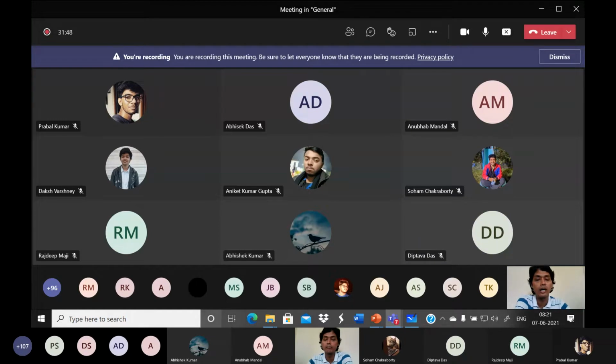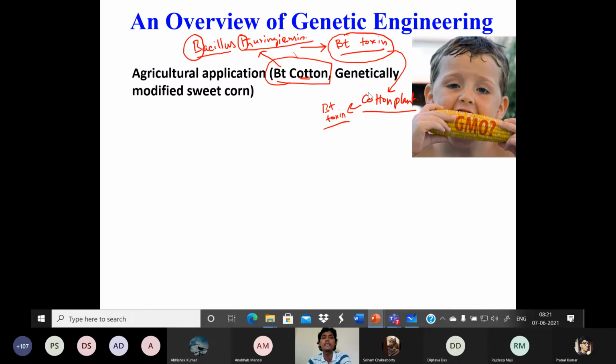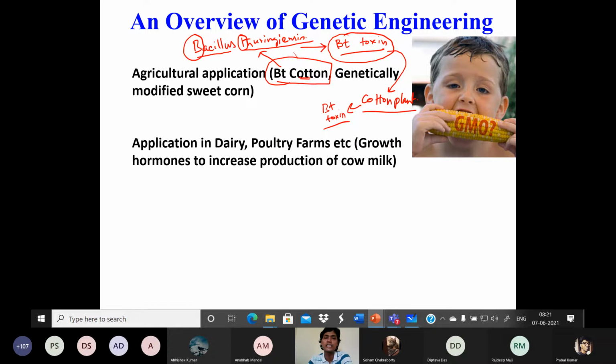Let me come back again to the slide. Apart from that, genetically modified sweet corn. I'm not going into details, but mostly in the US and the Western world they cultivate this genetically modified sweet corn, which has high sugar content, and that sugar is used for corn syrup and so many other purposes. Application in dairy and poultry farms: all of you know that growth hormones increase the production of cow milk. From where do you get this growth hormone? Again, this is a product of genetic engineering, and also in poultry and many other such industries.